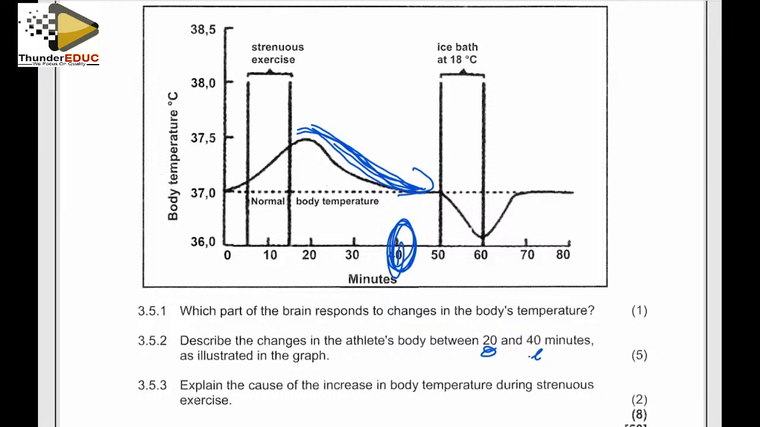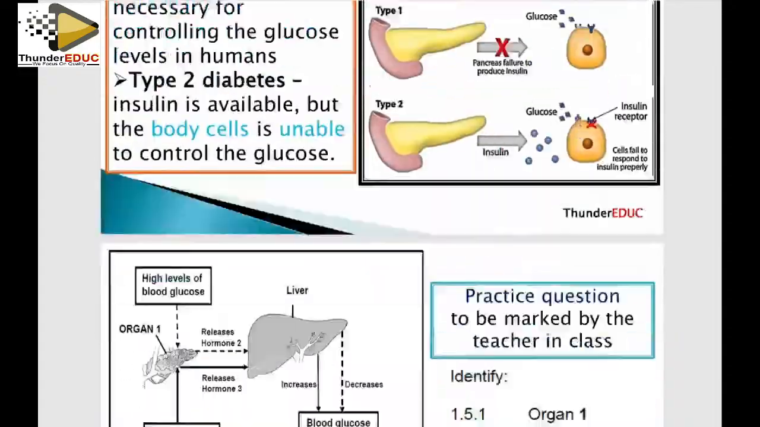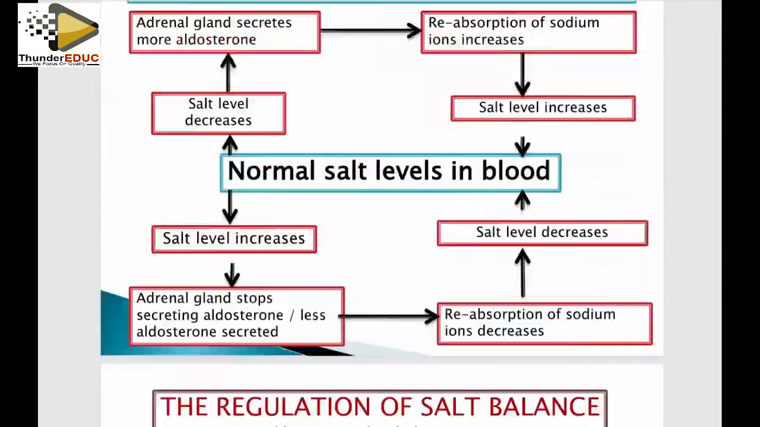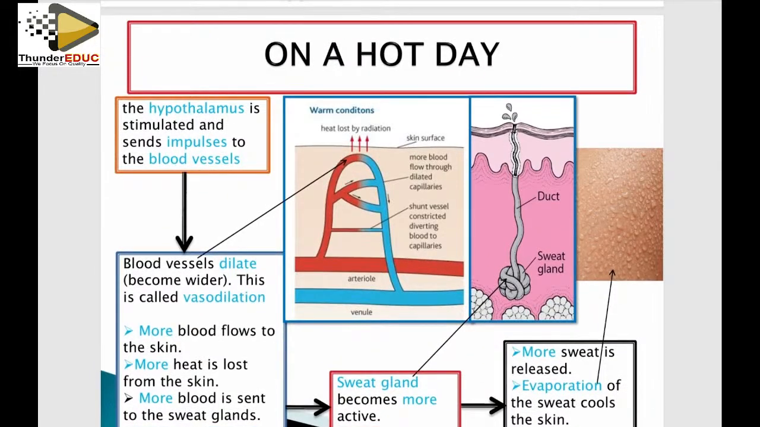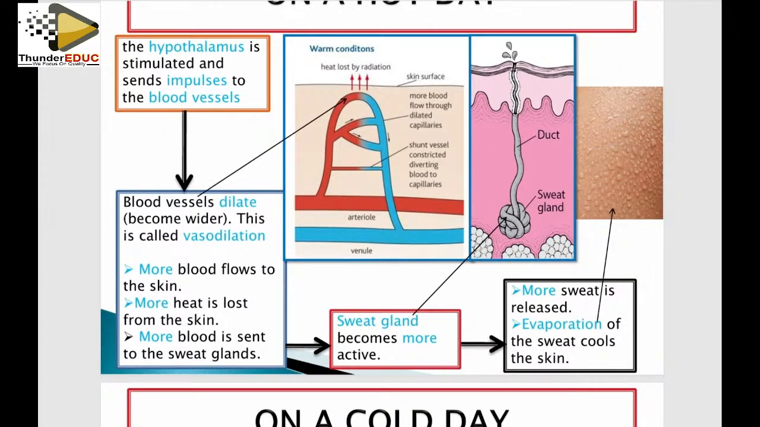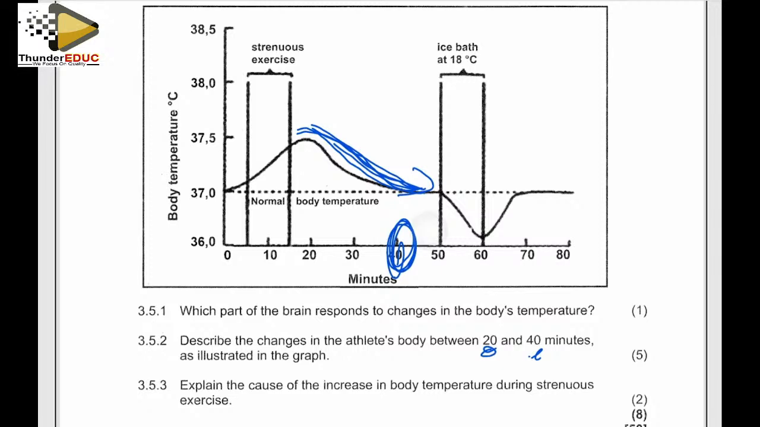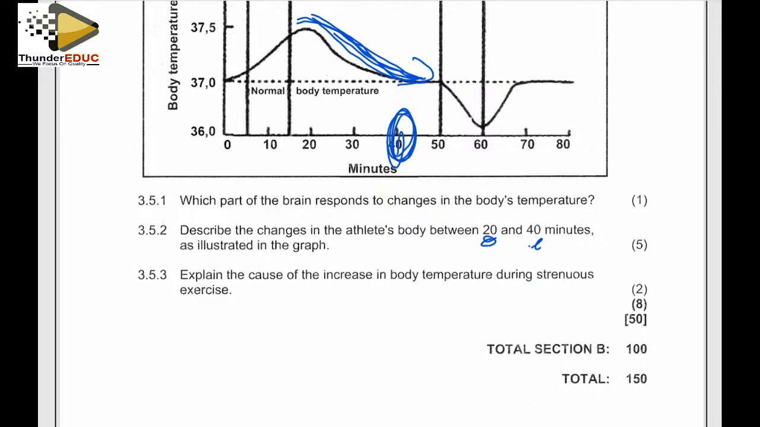So I explain thermoregulation, when I told you that you can't skip this. In a hot environment, the hypothalamus is stimulated and sends impulses to the blood vessels, and then the blood vessels dilate or become wider. This is called vasodilation. More blood flows through the skin, more heat is lost from the skin, and more blood is sent to the sweat glands. The sweat glands become more active, more sweat is released, evaporation leads to the cooling of the body, and now the temperature goes back, you see, there. So it was a little bit simple.